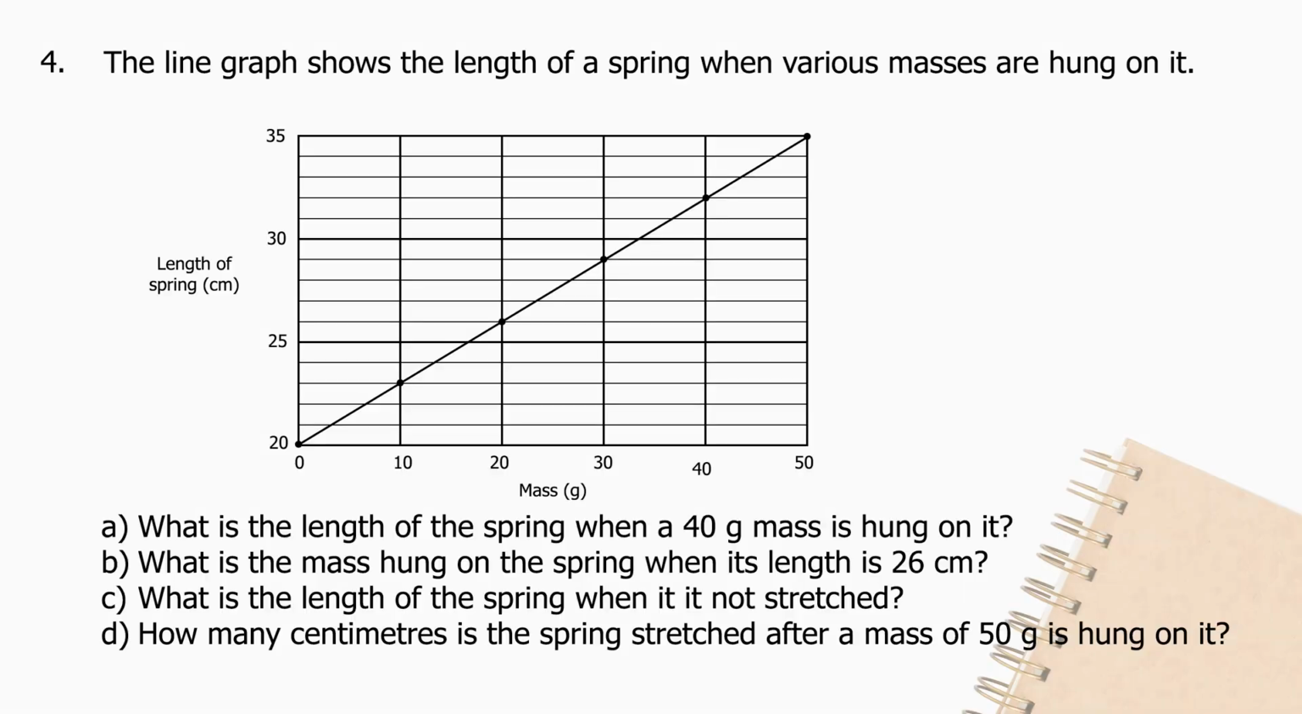Question 4. The line graph shows the length of a spring when various masses are hung on it. A. What is the length of the spring when a 40 grams mass is hung on it? B. What is the mass hung on the spring when its length is 26 centimeters? C. What is the length of the spring when it is not stretched? D. How many centimeters is the spring stretched after a mass of 50 grams is hung on it?